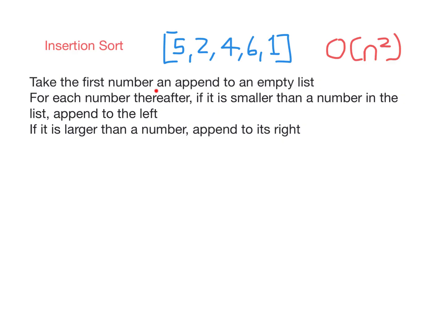It says take the first number and append it to an empty list. So we start with nothing and we add a 5 into this list. So then we look at the second one. That's a 2, so we're going to put it to the left of 5 because it's smaller. Then we look at 4, so it's more than 2, less than 5. It's going to be to the right of 2 and to the left of 5, so we put that in here. Then we take 6, it's larger than 5, so we put it to the right, and of course 1 is smaller than 2, so it goes to the left. So our final list looks like this.